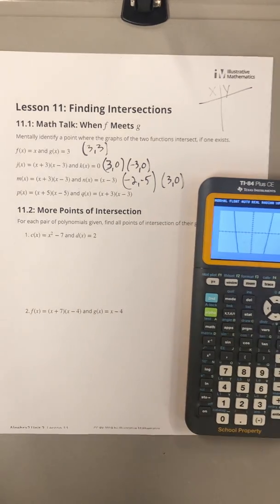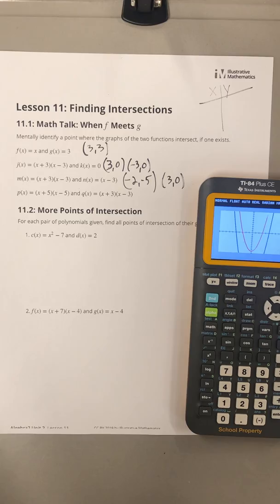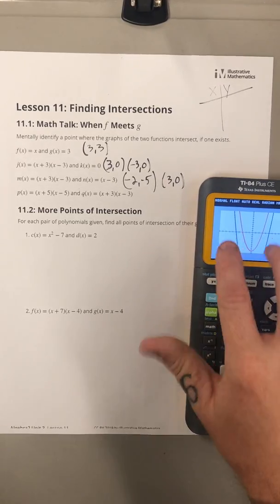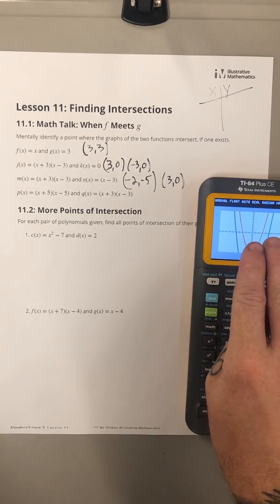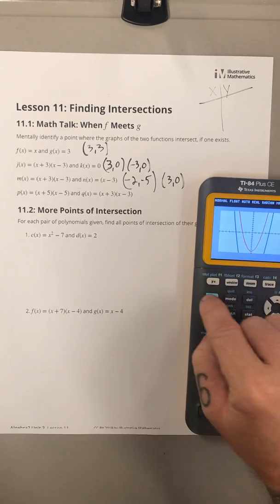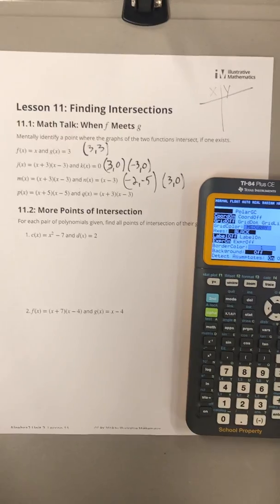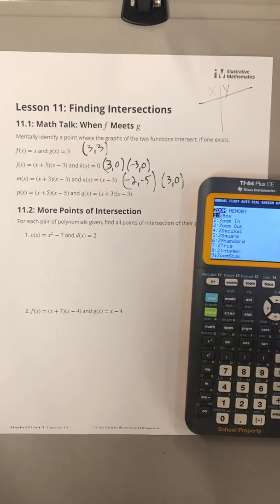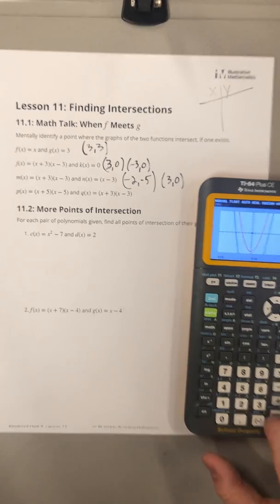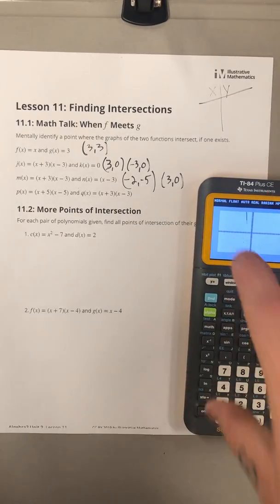We don't get to see the whole picture of it because the viewing window is bad. And then we have another graph. So you can see that the blue one is wider than the red one, and we'll see if they actually intersect. It doesn't look like they do. So if you want to zoom out and see, what we can do is we can hit zoom, and we can hit 3 for zoom out. And I would just hit enter. And that backs it up a little bit.